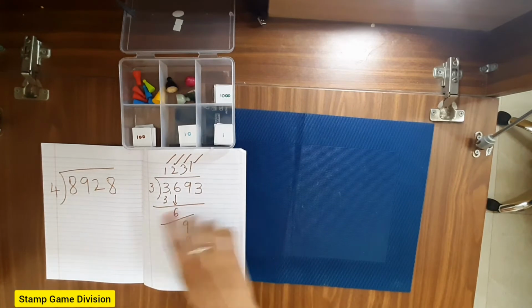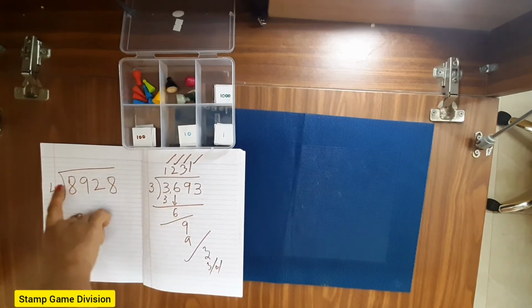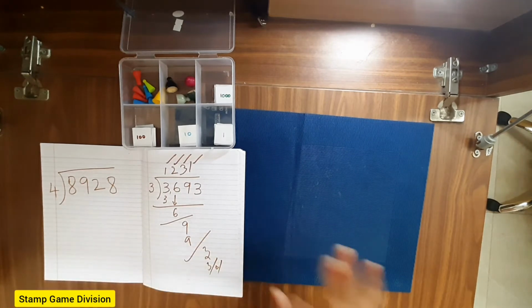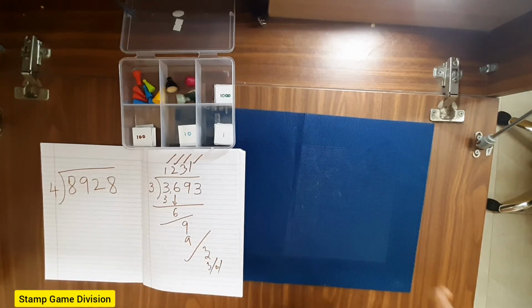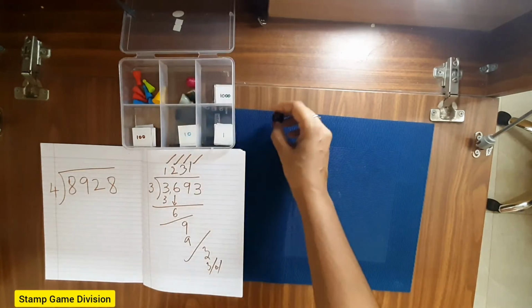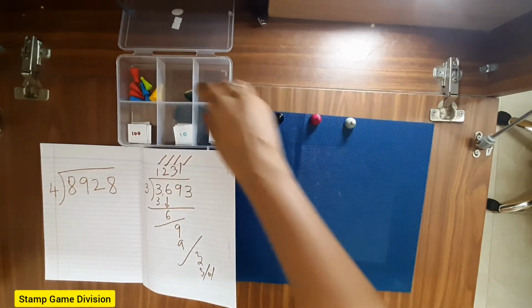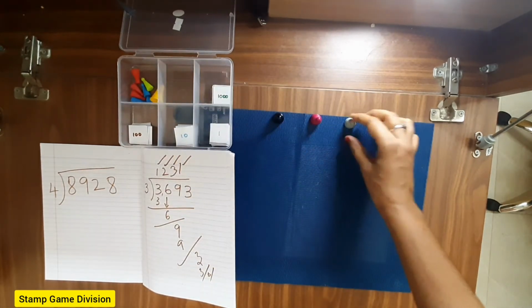Okay, next let's do this one. 8928. We have to share this quantity among 4 people. Remember that we always have to share it or give it equally. Okay, so let's have 4 people here. The skittles represent just a person.